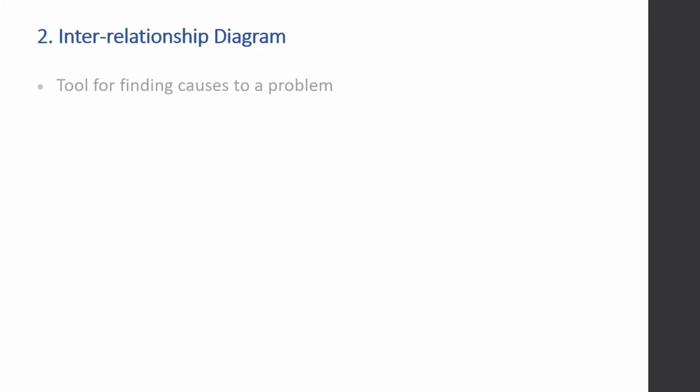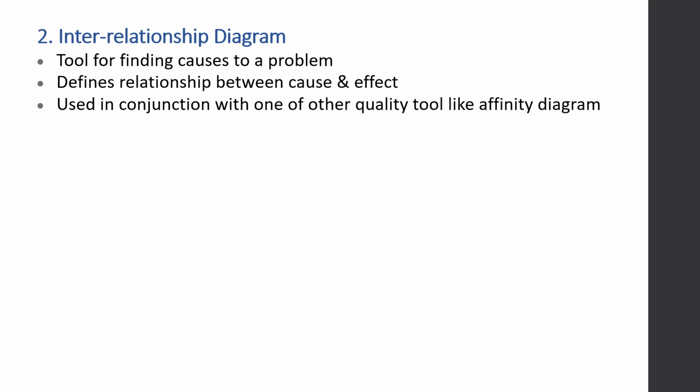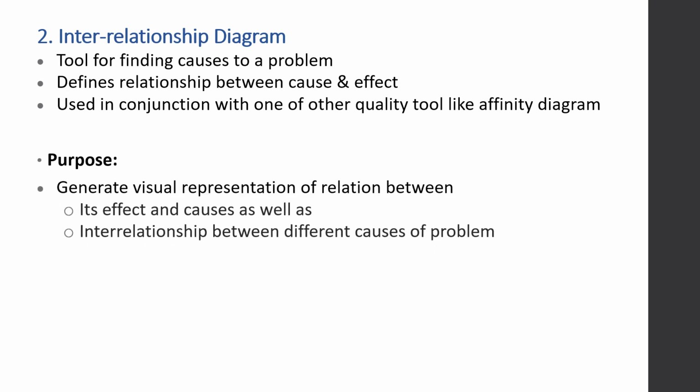Next we have interrelationship diagram. It is the tool for identifying the cause of a problem. It defines the relationship between the cause and effect. It is used in conjunction with one or more tools like Affinity Diagram. So the purpose is to generate the visual presentation of the relation between effects and causes, as well as interrelationship between different causes of the problem.